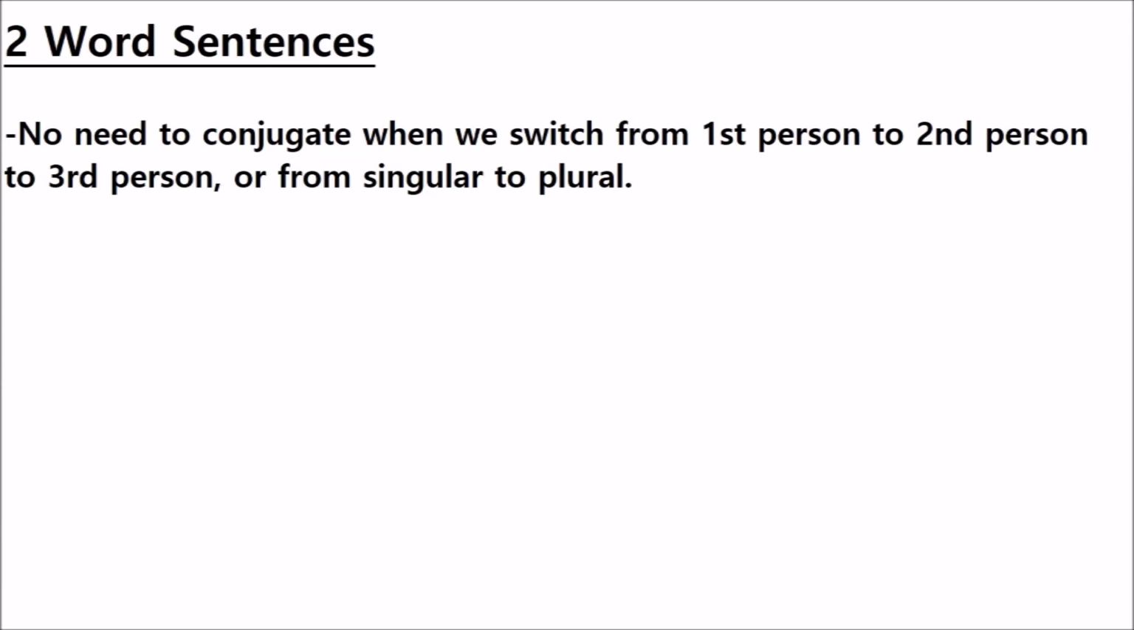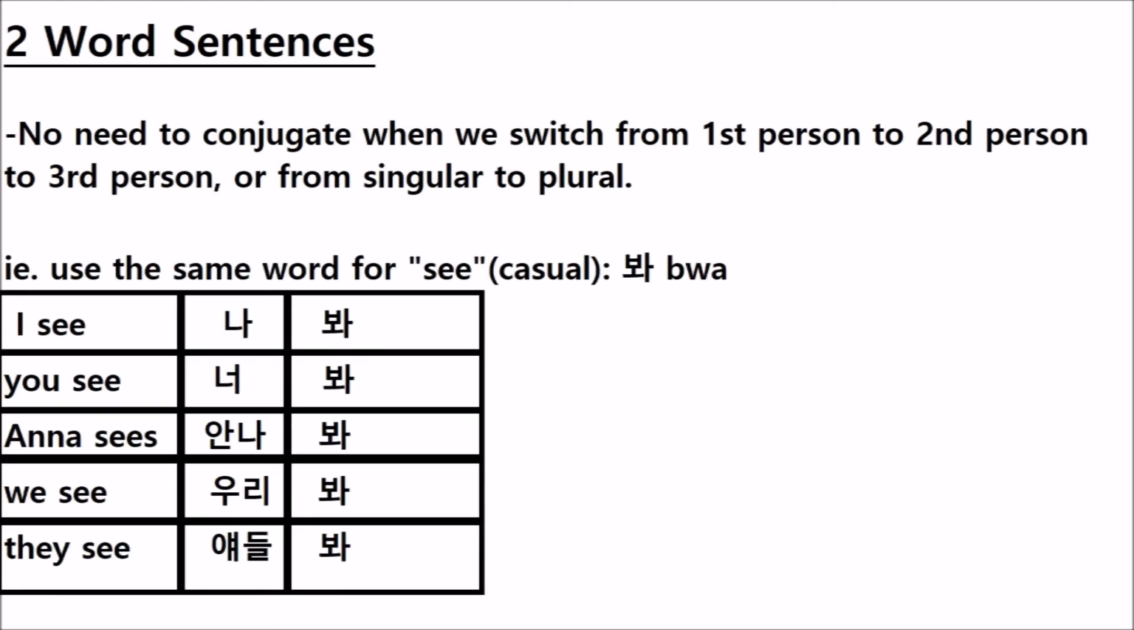When we want to make two-word sentences, remember we do not need to change the verb depending on whether we are using first person, second person, third person, singular or plural speech. To say I see casually in the first person, the verb is the same as when you say you see, or Anna sees, or we see, or they see casually. No need to change the verb at all.